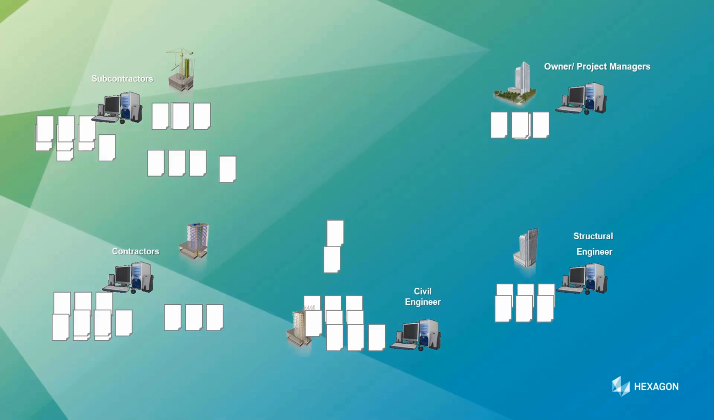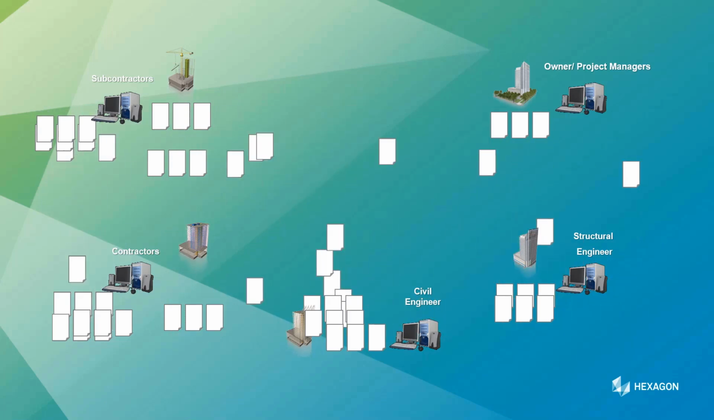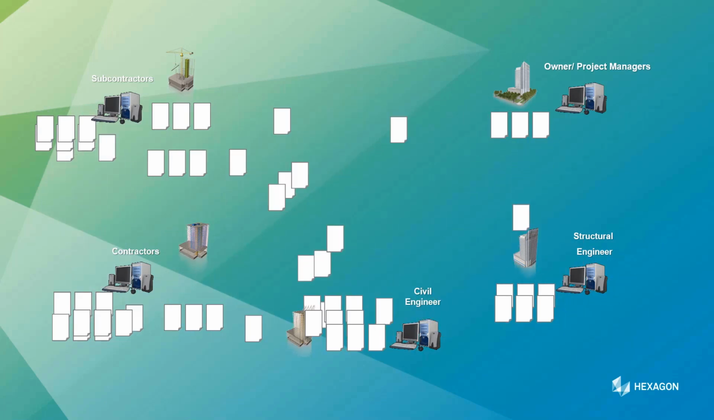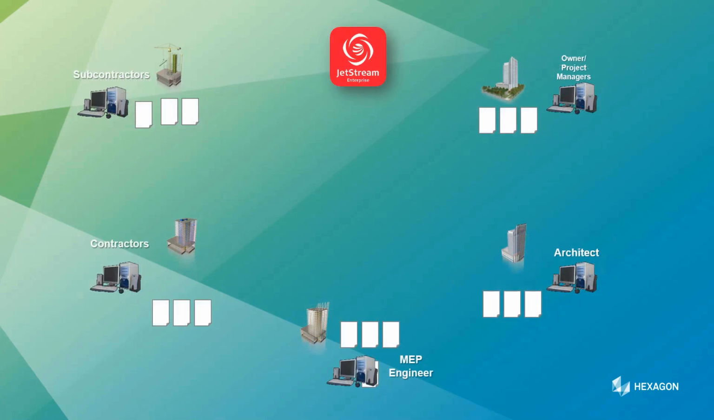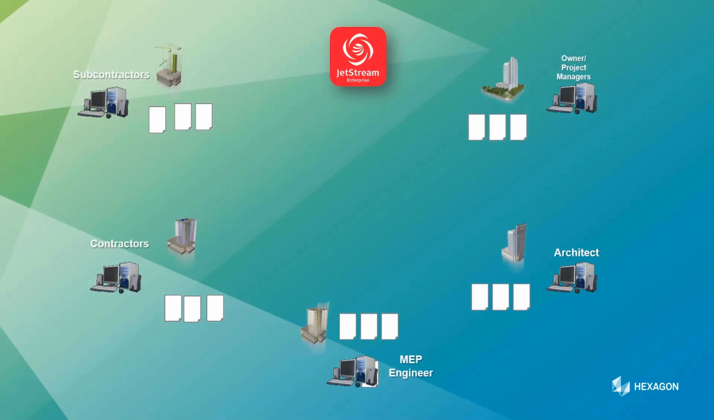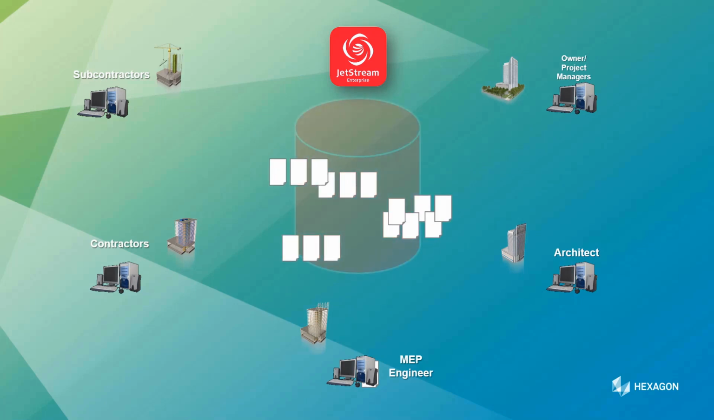You've got versioning issues. So what we try to do with JetStream is allow our customers to create a central source of truth. So with JetStream Enterprise in particular, you set up your central database and all of your data is stored there. So all of these users around the outside can publish to the JetStream Enterprise server. This is if in particular we're using the JetStream Enterprise method of delivery.